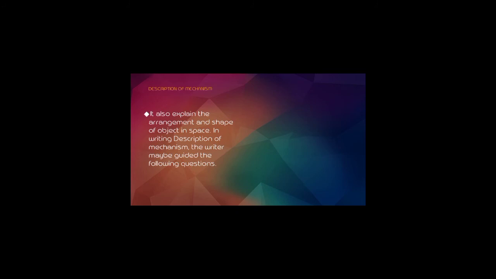In writing a description of mechanism, the writer may be guided by the following questions. What is it? Or what is the equipment? What is the machine? What is the device? Or what is the apparatus? What is its function? Or what is the purpose of that machine or that object? What does it look like, or its appearance? What are its principal parts, or what are the main parts of that machine or object? For example, description of mechanism of a scissor.